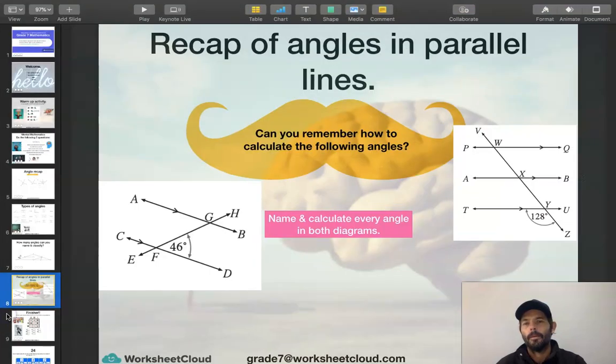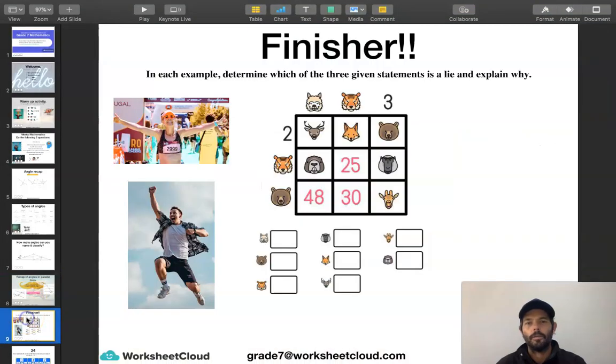Okay, so your finisher for today is a multiplication table where you need to work out the value of each symbol. Off you go and give that a shot. I hope you're challenging someone at home, and let's see how you get on.